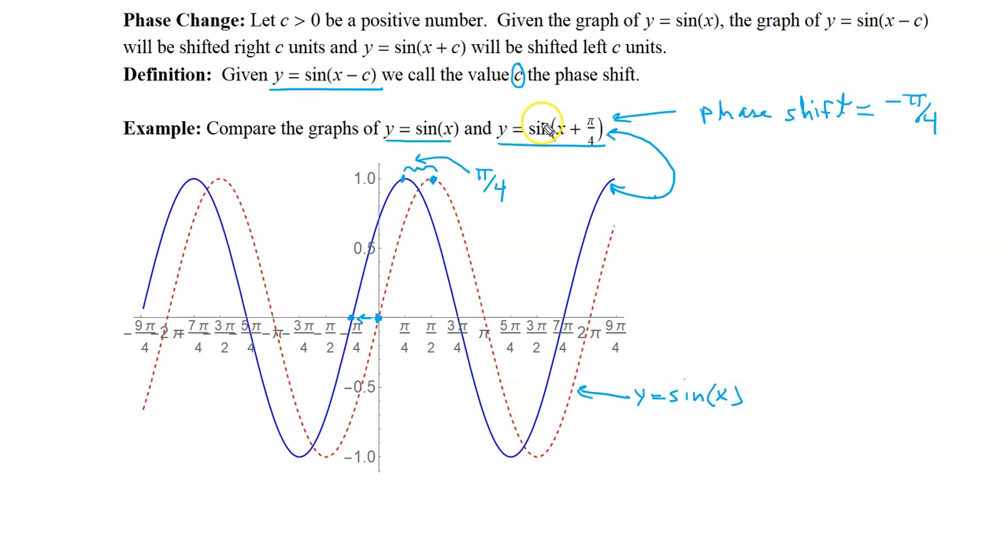You notice that if we compare this to what we have right here, we have to really write the x plus pi over 4 as x minus negative pi over 4, and so you see that our phase shift is really the negative pi over 4 part right here. And so that example illustrates the concept of a phase shift, or sometimes you hear it referred to as a phase change. Now let's take a look at an example that puts all of these concepts together.